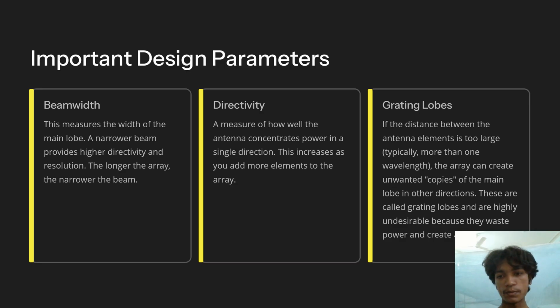Grating lobes. If the distance between the antenna elements is too large, then the array can create unwanted copies of the main lobe in other directions. These are called grating lobes and are highly undesirable because they waste power and create unwanted noise.